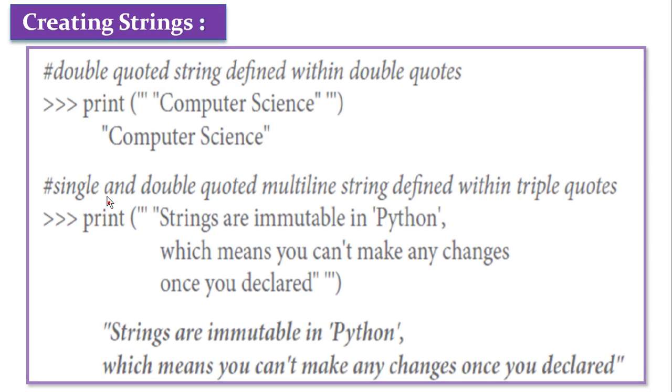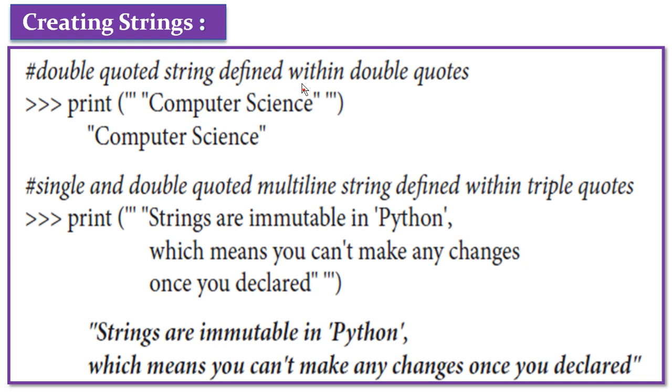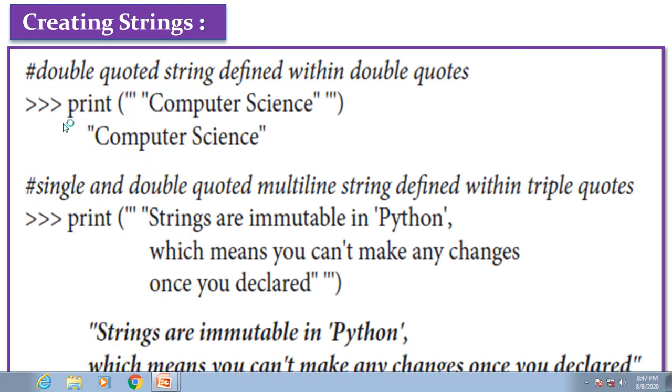And the fourth example, a double quoted string defined within double quotes. A double quoted string is defined within the triple quotes. And last and final one, a double quoted or single quoted multi-line string defined within triple quotes. A double quoted or single quoted multi-line text is defined within the triple single quotes. We get this result, and we are going to see this example by using the IDLE window.